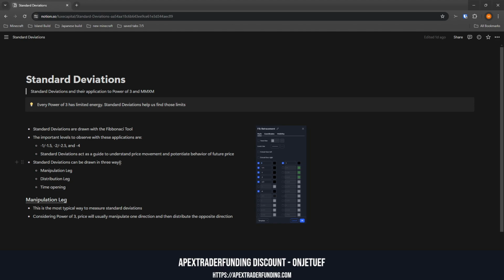There's 3 different ways that you can measure and draw standard deviations based on both power of 3 and market maker models. So power of 3, you can measure standard deviations off of the manipulation leg, the distribution leg, and the time opening. I'll explain what those mean. With market maker models, you're going to only really use distribution leg and manipulation leg. The time opening is particular to power of 3. And then I was going to start going into it, but I'm just going to show you.